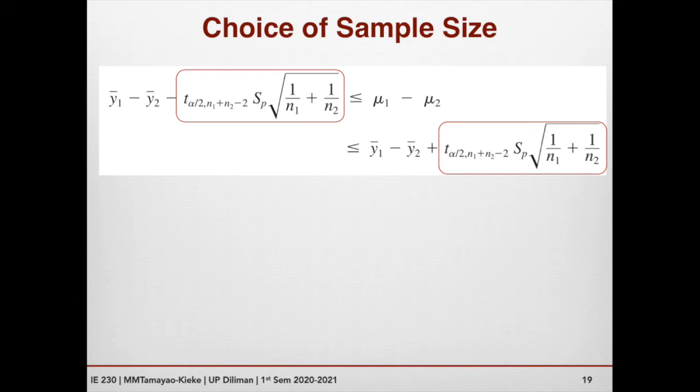Now, let's first consider the case where we have equal sample size from the two populations, so n1 equals n2. In this case, the length of our confidence interval is determined by this formula because we don't have control over the pooled standard deviation Sp. So now, if we plot this versus n at alpha equals 0.05, this is what our graph would look like.